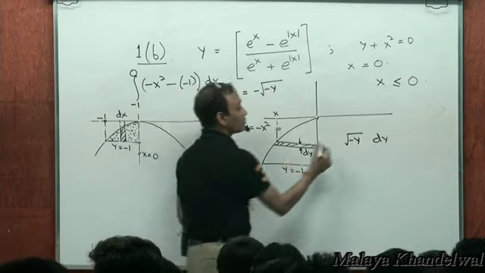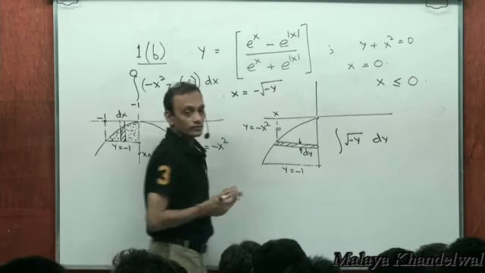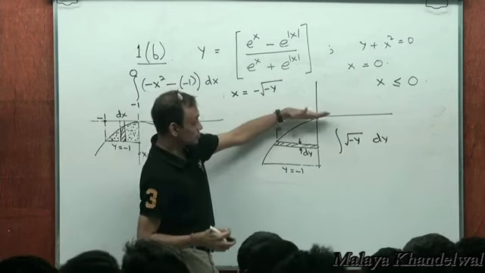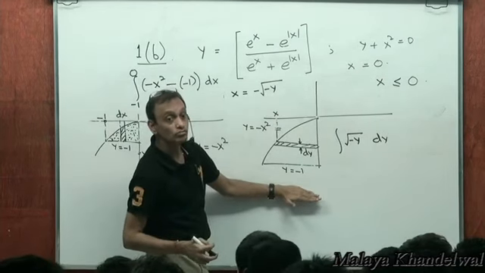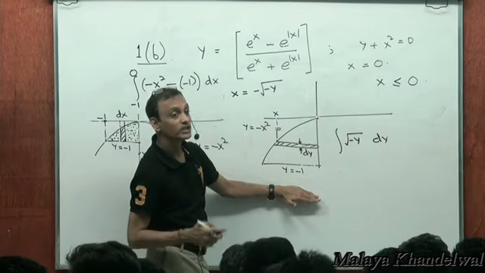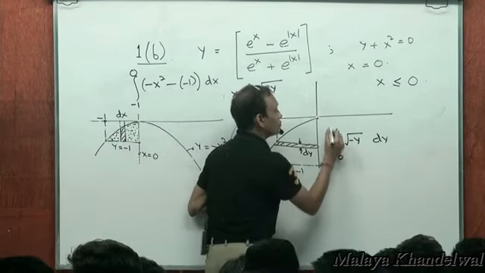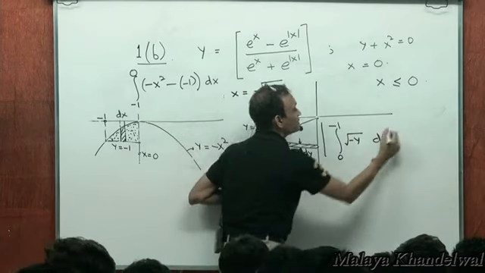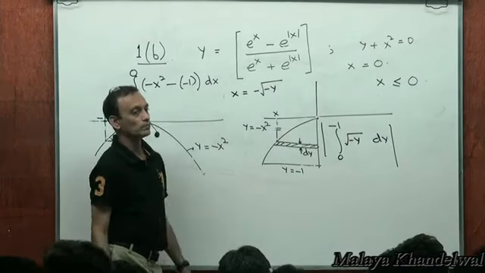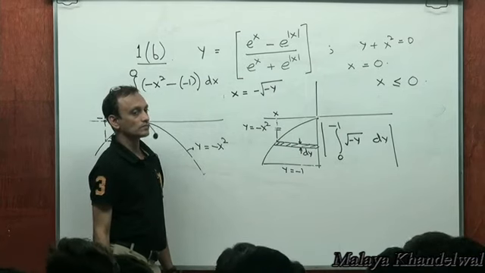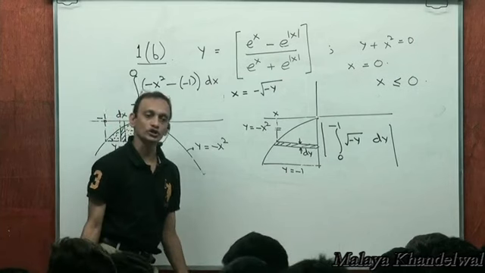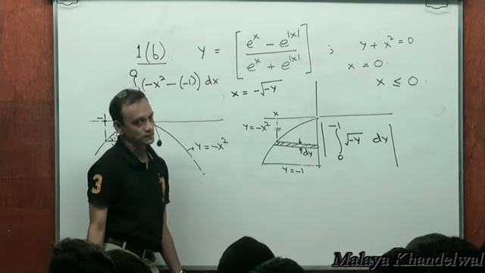Clear? And I want to sum it up starting from y equal to 0 to y equal to minus 1, and take the modulus. That will be the area if you chose horizontal strips. You will get the same answer.